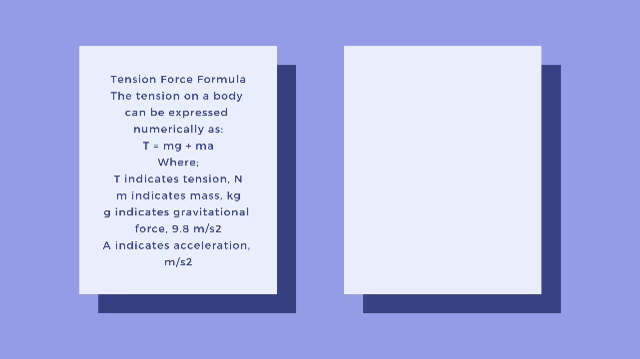Tension force formula. The tension on a body can be expressed numerically as T is equal to mg plus ma, where T indicates tension with the unit N for Newton, m indicates mass with the unit kg for kilogram, g indicates gravitational acceleration which is equal to 9.8 meter per second squared, and a indicates acceleration with the unit meter per second squared.